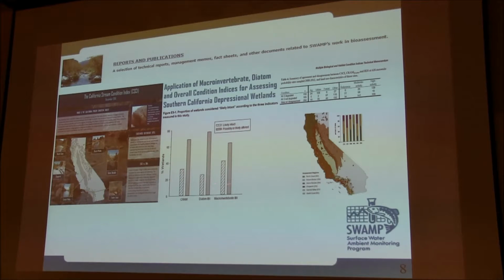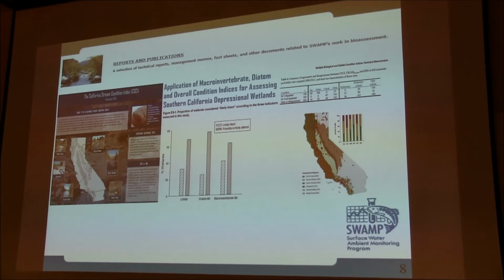The figure in the middle is from the Assessment of Southern California Depressional Wetlands report. And that figure is showing the percentage of wetlands in the study that were considered likely intact or not, based on CRAM, which is the California Rapid Assessment Method. So CRAM scores, a diatom index, and a macroinvertebrate index, which was developed using depressional wetlands in Northern California. This report looked at using multiple tools to assess the condition of wetlands and to evaluate the relationship between the condition and stressors.